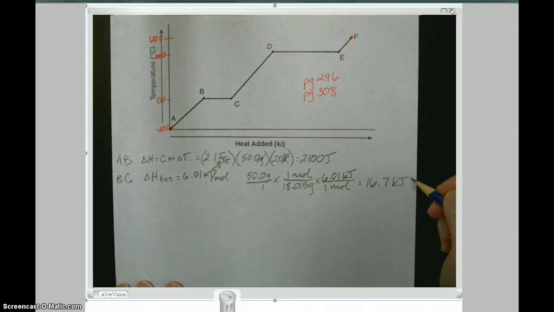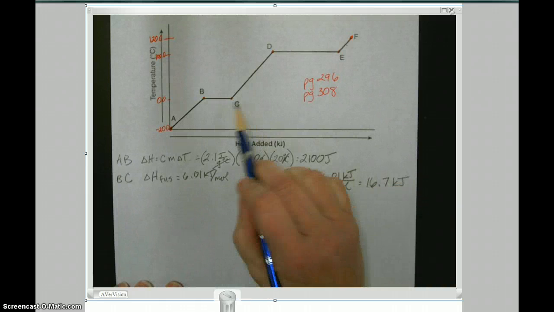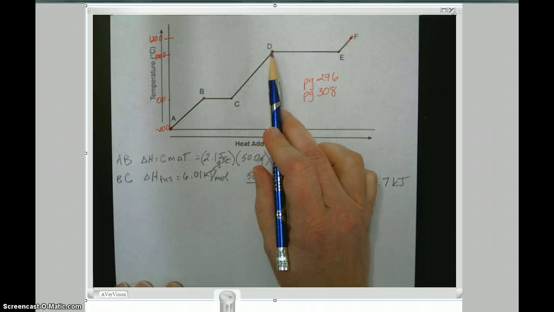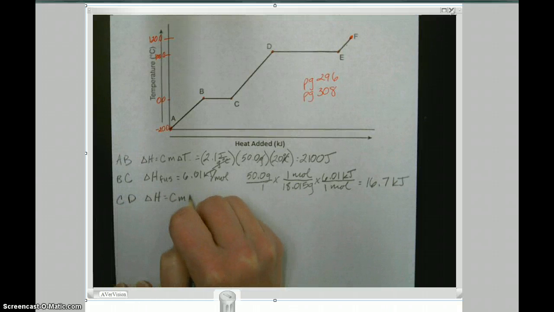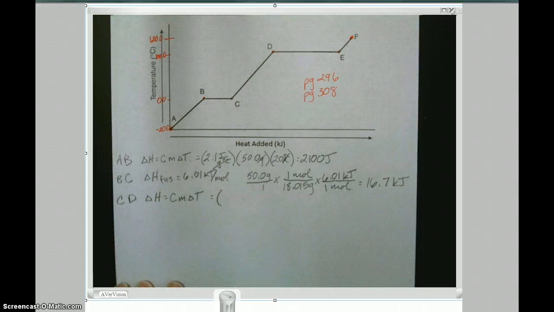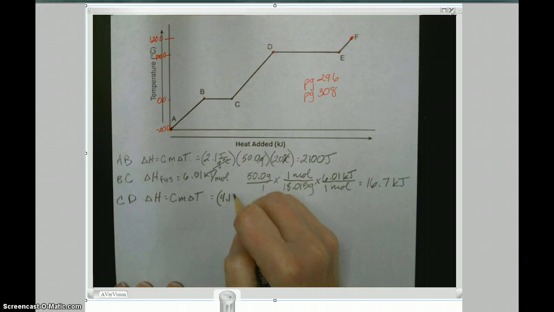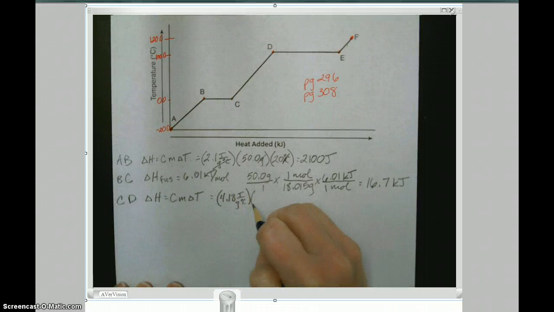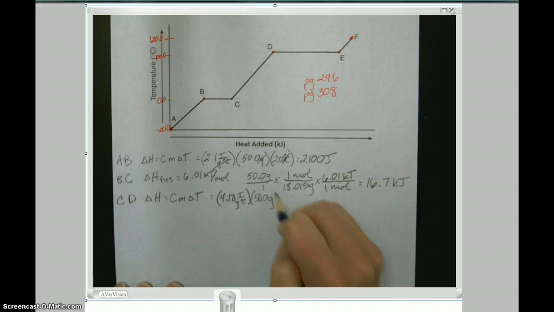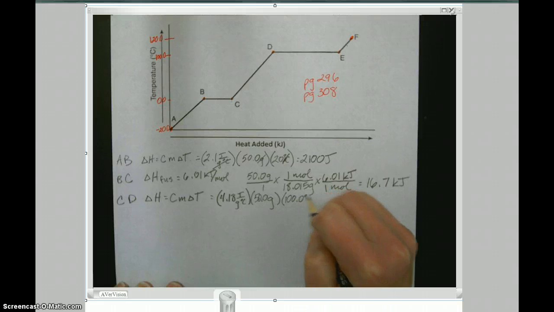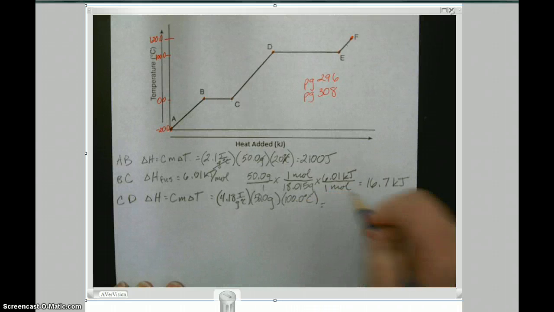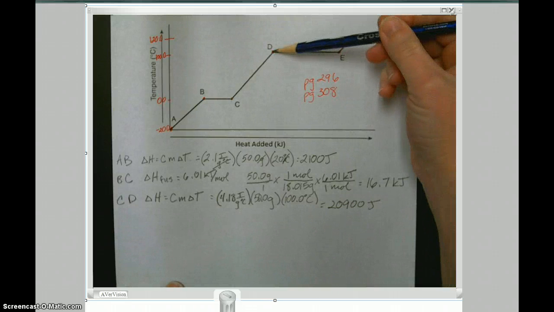Okay, so we've heated up the ice, we've melted all of the ice, now we have water right here at 0 degrees Celsius, and we need to heat the water up to the boiling point. So we're changing the temperature. So from C to D, again, we're going to do delta H equals Cm delta T. This time we want the specific heat of water instead of ice because we're in the liquid phase. So back to page 296, the specific heat of water is 4.18 joules per gram degree Celsius. Mass is the same, 50.0 grams. And our change in temperature this time is from 0 to 100, so 100 degrees Celsius. And when we do that calculation, that gives us 20,900 joules.